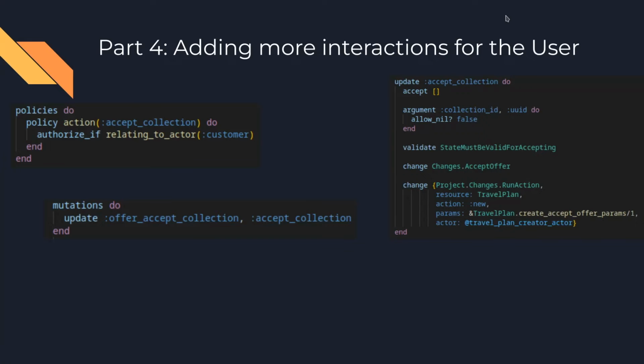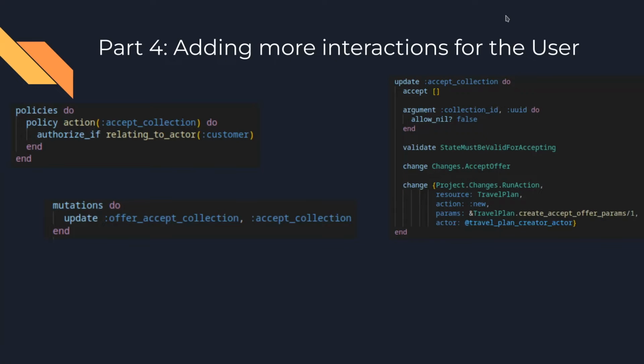Collection is like part of an offer in our case. And here you can see that you can add these validations. Like here we check for the correct state before the customer is allowed to accept it. And then the other thing inside actions, if you don't do manual stuff, you can add changes, and those changes are run.